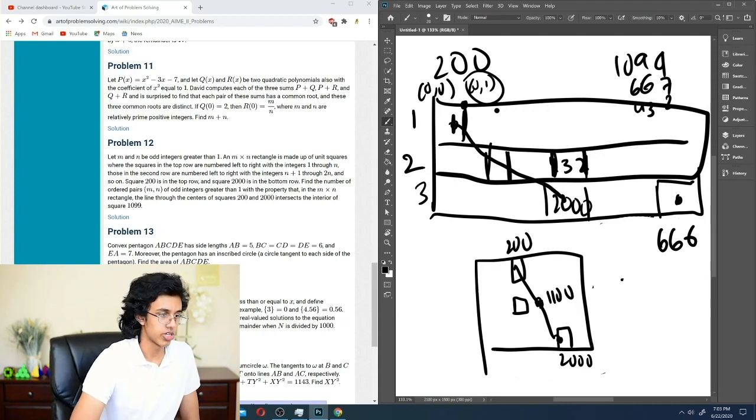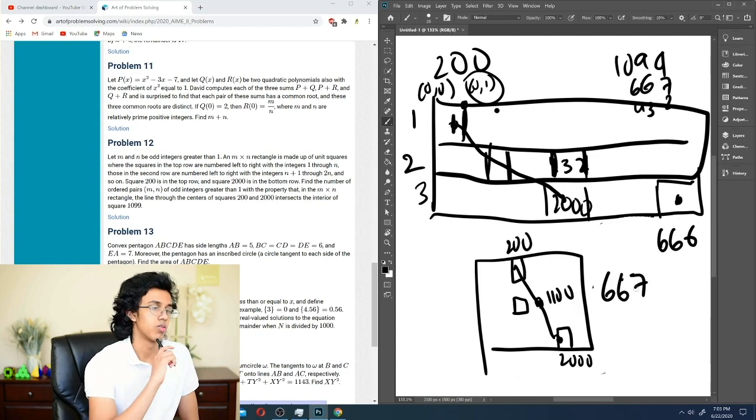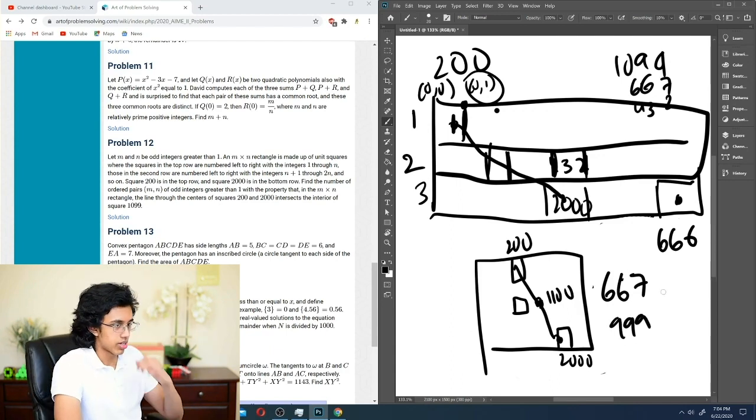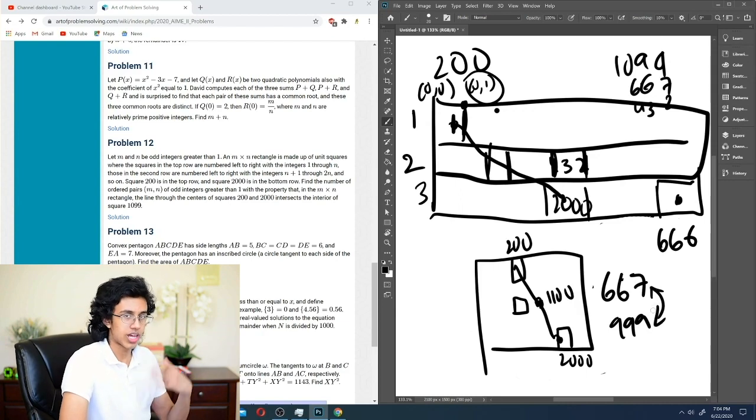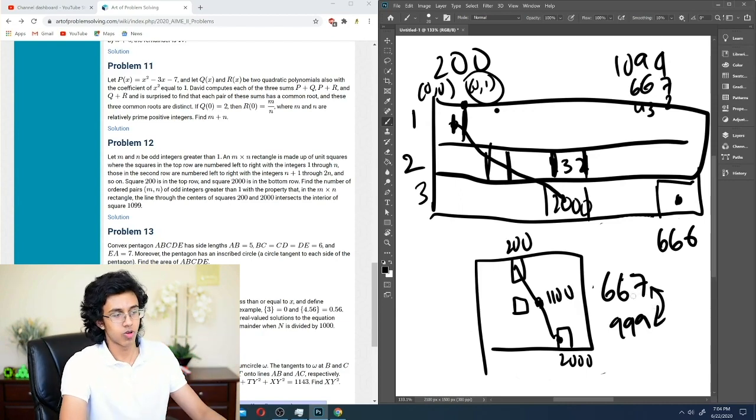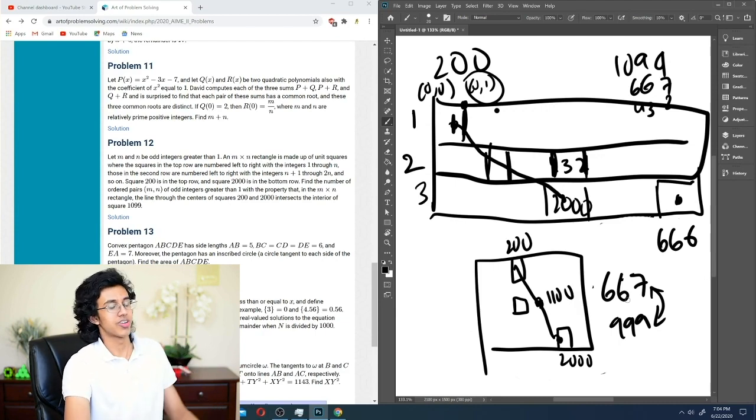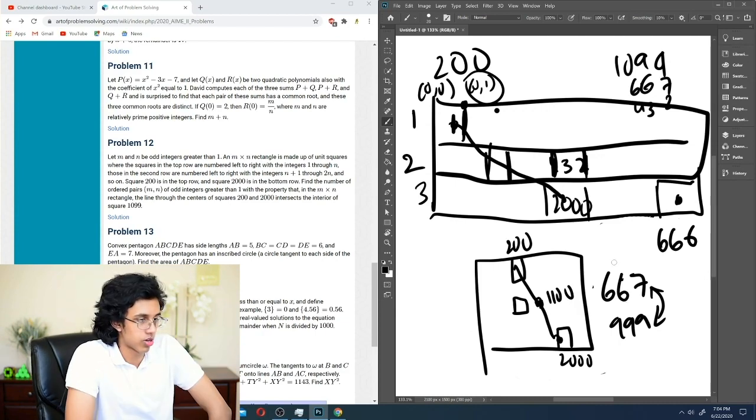So essentially, we know that 2000 has to be on the last line. And if there's 3 rows here, then we know that 667 was the smallest one. And then what's the biggest one? It would be 999. Okay, so we know that some odd integers between here and here will work as long as the slope of the line is less than 1, or like it's less steep than the slope of 1. Okay, and then which ones?